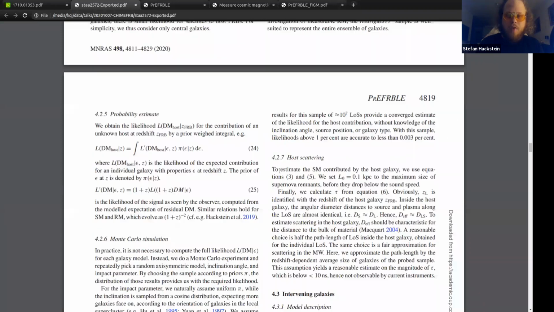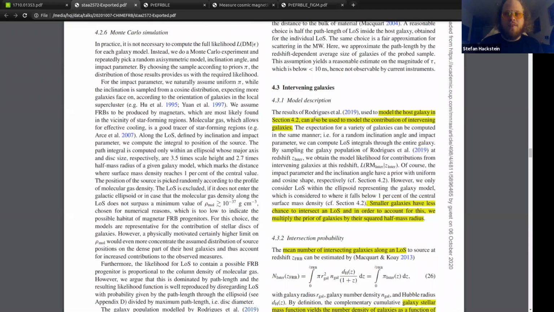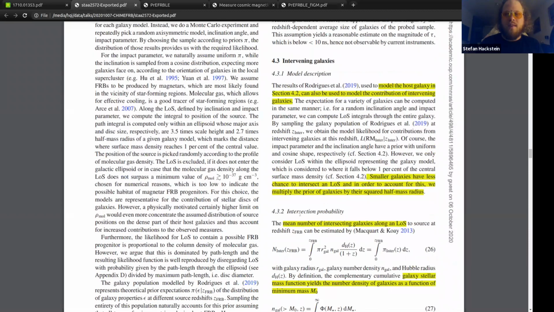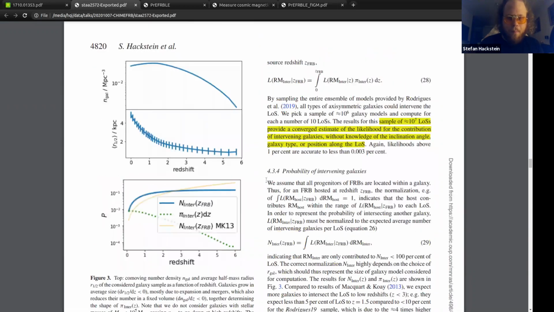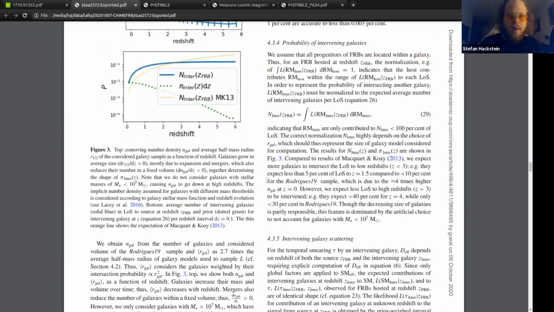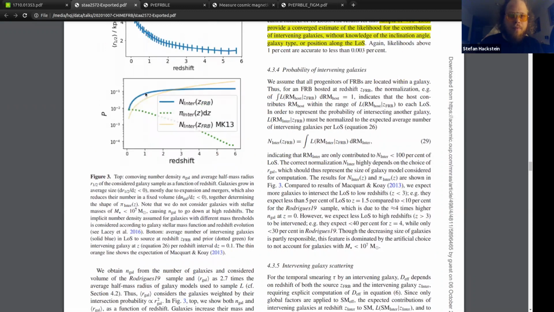We use the very same ensemble of galaxies also to account for the intervening galaxies. And here we make a realistic estimate of the intersection probability, taking into account the density and the size of the galaxies. But let's not go into too much detail here. You can see here the average number of galaxies along a line of sight as a function of redshift, so the redshift of the fast radio burst. And this agrees rather well with earlier works by J.P. Marquardt.